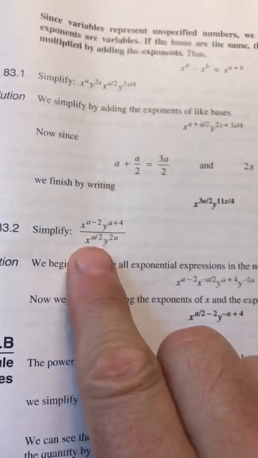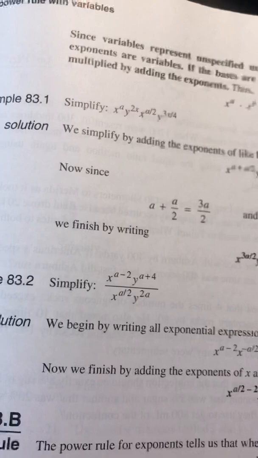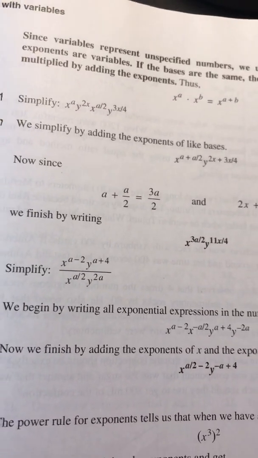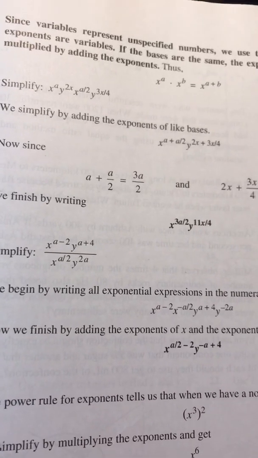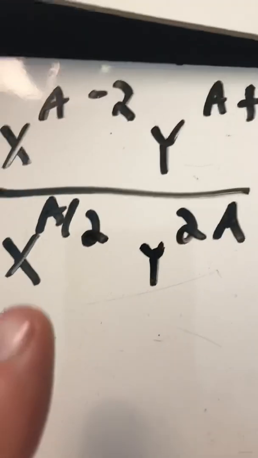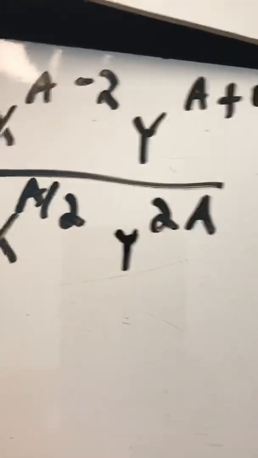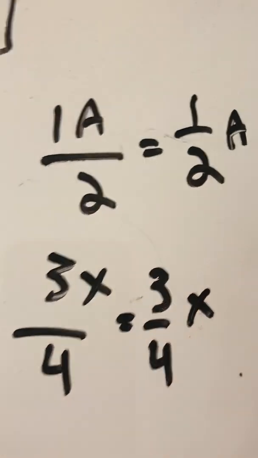Now, what if we had another board? Yes. What if I did this one here? X to the a minus 2, y to the a plus 4, all over x to the a over 2, y to the 2a. Okay, rather than rewriting something like this fractional exponent, I want you to start seeing a over 2 as 1/2 a. You just have to read it that way.